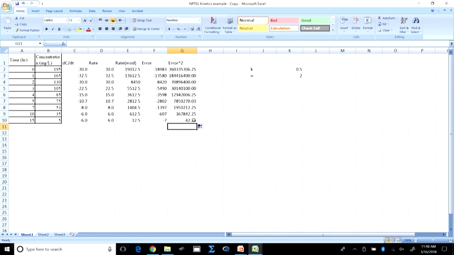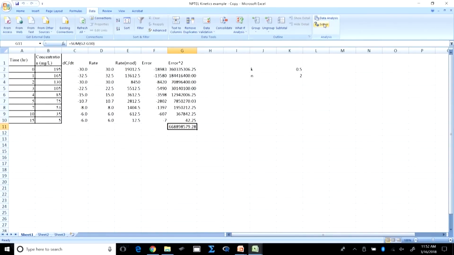Now I need to calculate the sum of squared errors, the sum of all these errors. So that is going to be equal to sum of this, and enter. Now I have the sum of squared errors calculated for a trial value of the two variables that I am trying to find. The two variables are k and n. I started out with trial values of 0.5 and 2, and then calculated the sum of squared errors. How did we calculate the error? It is the difference between the actual rate that we measured and the model rate based on the constants you chose as a trial.